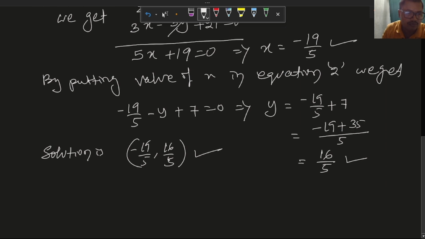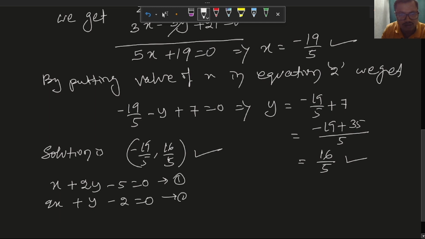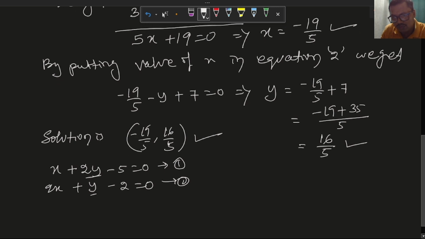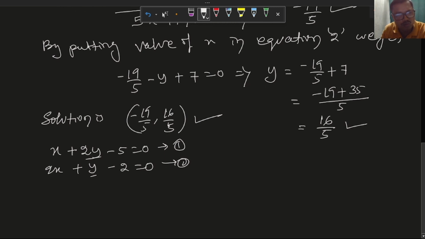Another example. Suppose x + 2y - 5 = 0 and 2x + y - 2 = 0. Here is equation 1 and here is equation 2. Here, if we want to eliminate y, then the coefficient in equation 1 is 2 and in equation 2 is 1. So we have to equalize the coefficient of y. So I have to multiply equation 2 by 2.